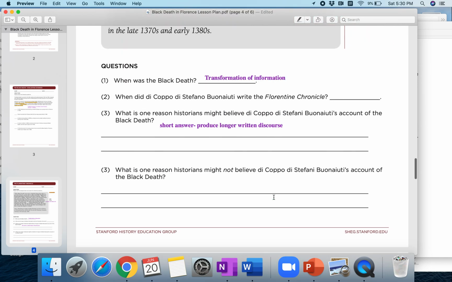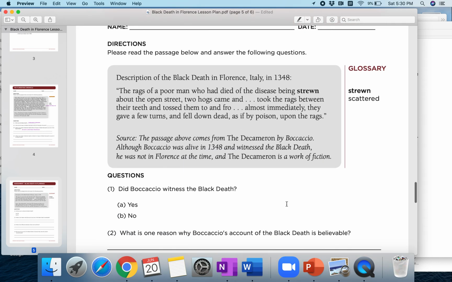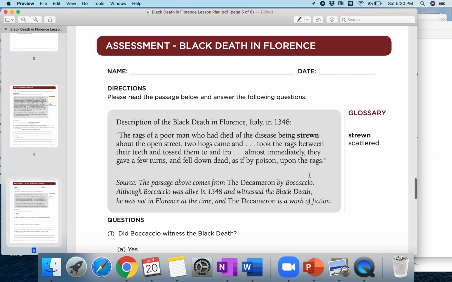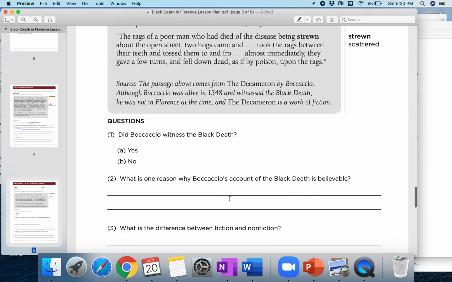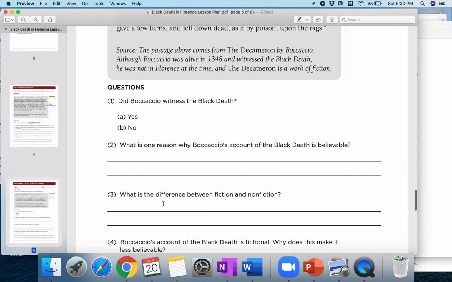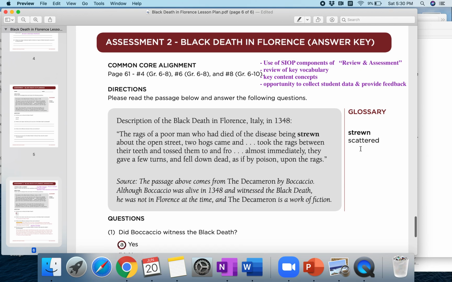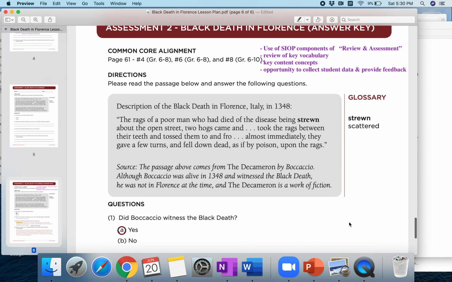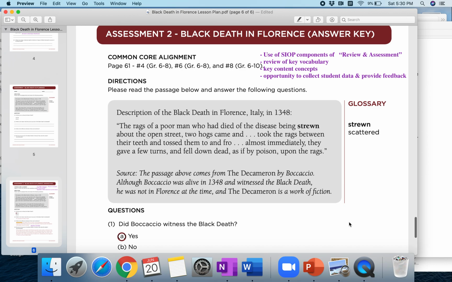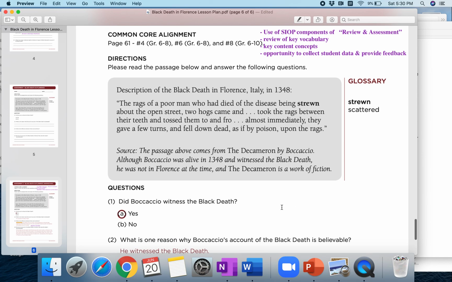Last but not least, let's look at the assessment. Here you can see again the students are provided with a short passage and they are expected to answer multiple choice and short answers. This is the use of the SIOP component of review and assessment. Here they review key vocabulary and key concepts, and I think this is a great opportunity to collect student data for later use, and also an opportunity for the teacher to give detailed feedback back to the students. Thank you for listening.